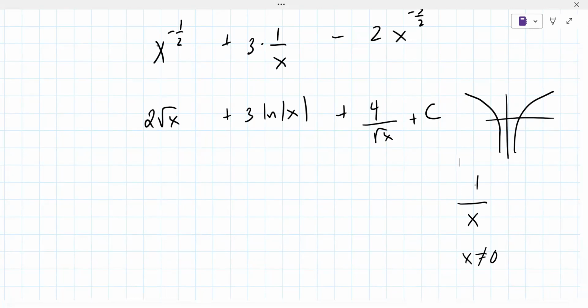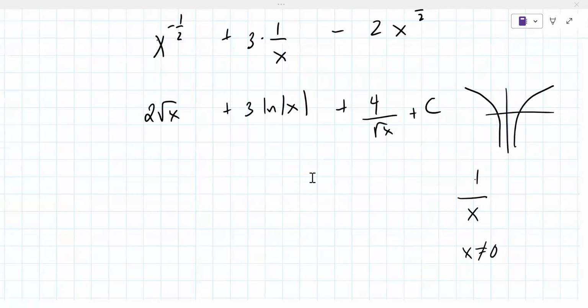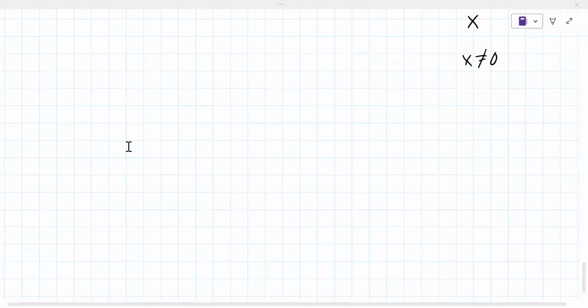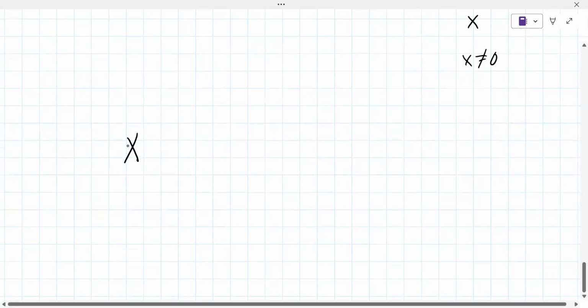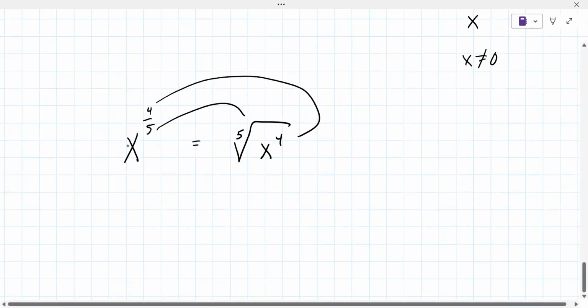The number 3. So if I write something like x to the 4/5, you have to know that this is the 5th root of x to the 4th. You have to know this mapping. I generally remember this one, like you did in the previous problem, but what most students don't realize or remember is where the numbers go.